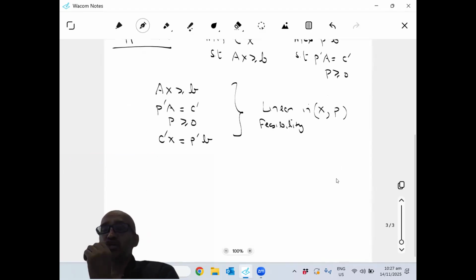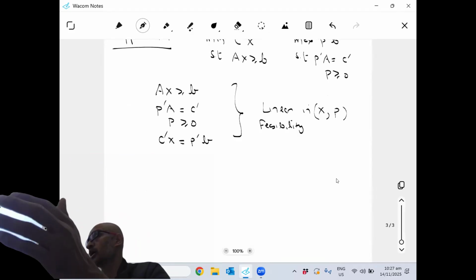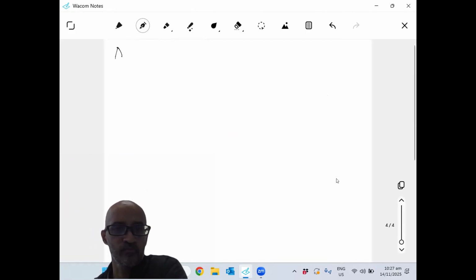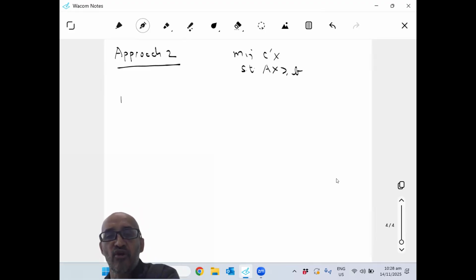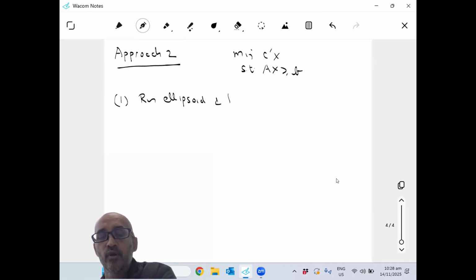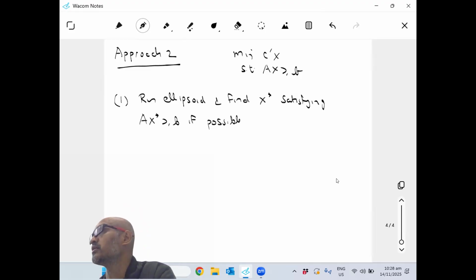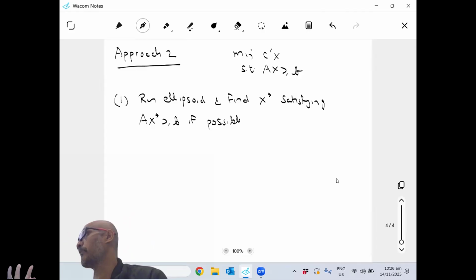There is a second way, which is also useful, which is just run it in the primal space. There are a few ways you can do this, but here's approach two. Let's say I'm trying to solve the primal problem. What are the things that can happen? I first run the ellipsoid method and find X star satisfying A X star greater than or equal to B, if possible. I just run the feasibility algorithm: find me a feasible point in the set. What is going to happen? Ellipsoid is going to tell me it is empty, which means it's infeasible, or it is going to give me a feasible solution. So one of two things can happen.